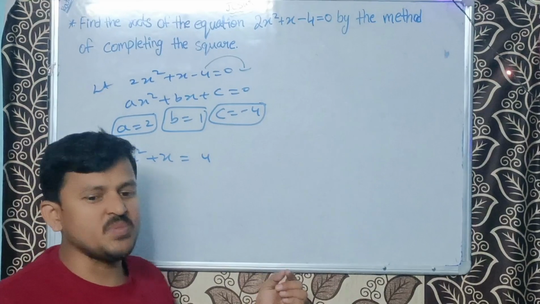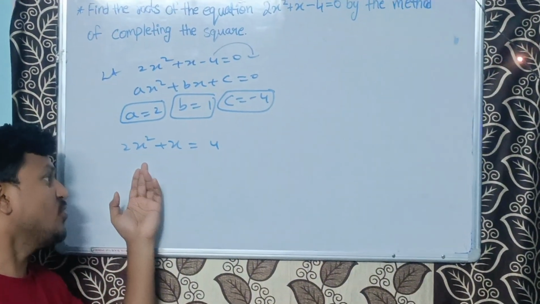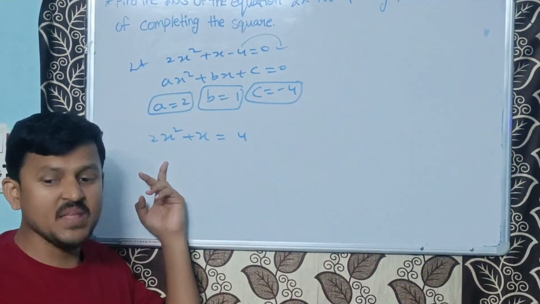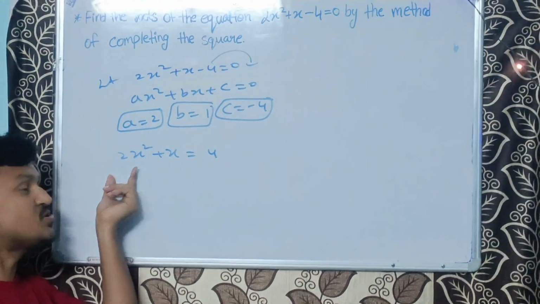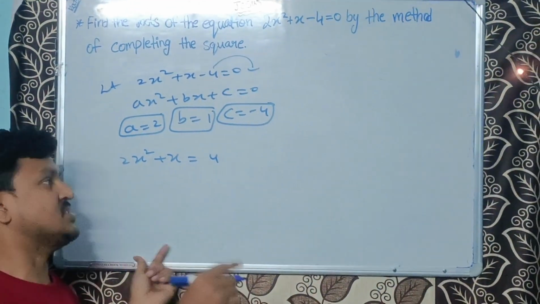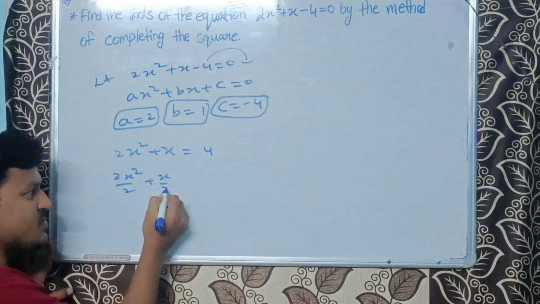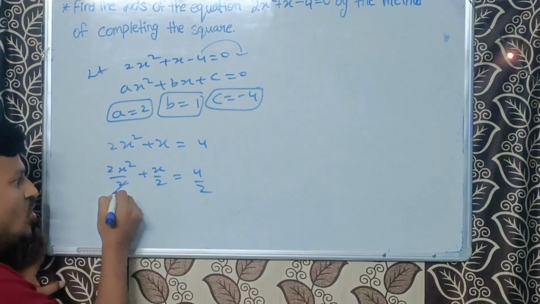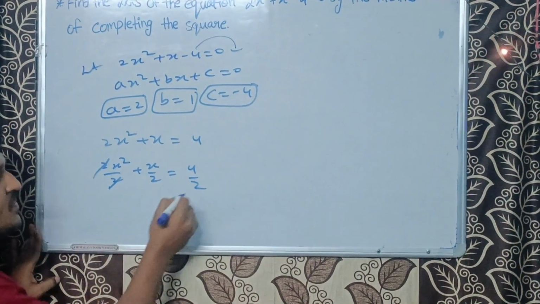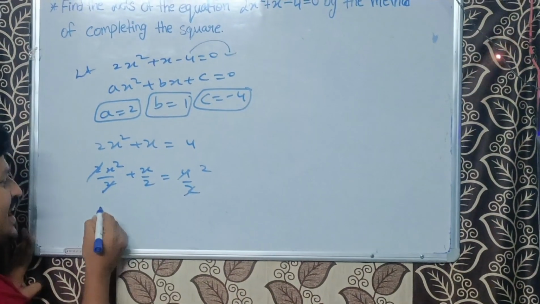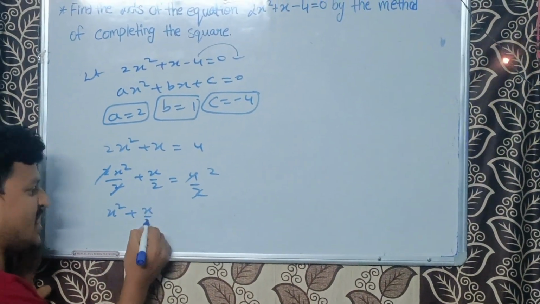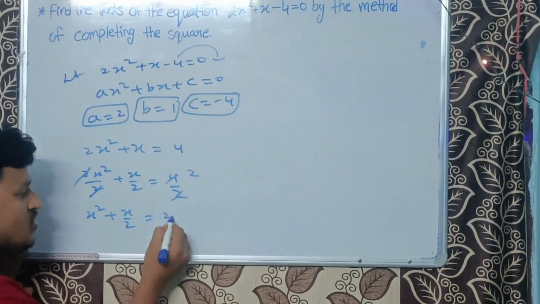Next, the equation should start with x square only. Any remaining value will be eliminated. The extra value is 2. The 2 will be applied to the total equation. 2x square by 2 plus x by 2 is equal to 4 by 2. The 2s will be cancelled, and x square plus x by 2 is equal to 2.